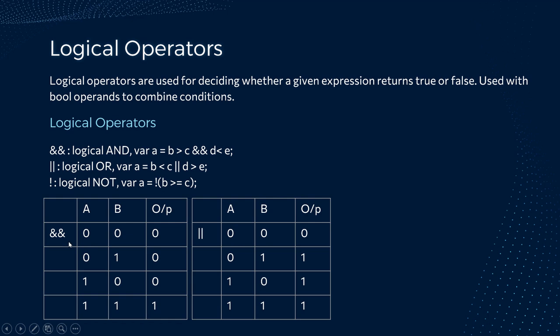In case of the AND operator, if both the statements are true, then only it gives you true, otherwise false, right? But in case of OR, it gives you false only when both the statements are false, otherwise it will give you true. So in this way you can remember it.